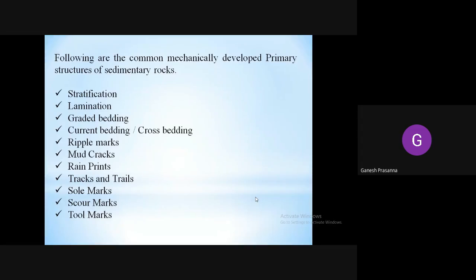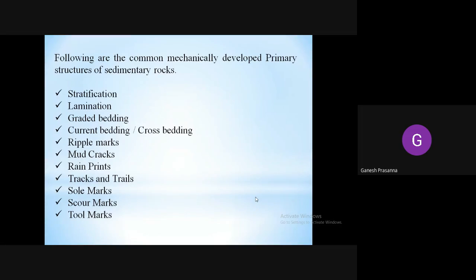Bear in mind, these are not the igneous rocks. In igneous rocks, you get other structures. You get the laccolith, lopolith, all of which come under the primary structures of igneous rocks. So the primary structures of sedimentary rocks means stratification, lamination, graded bedding; all these come under the sedimentary rocks.